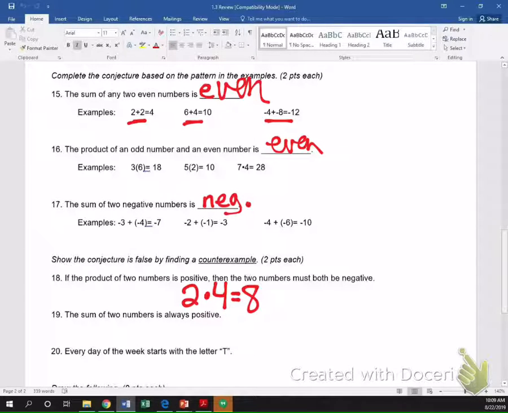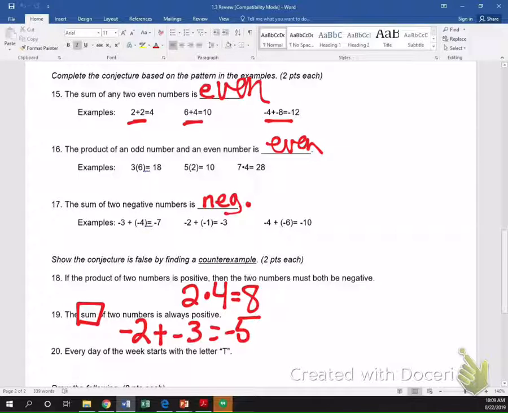What's a counterexample? Negative 2 times 4. Sum. Oh, negative 2 plus 4. Negative 2 plus 4 is a positive, but negative 2 plus... negative 2, 4, plus 3. No. Negative 2 plus 3 is also still a positive. Negative 2, negative 3. I mean, yeah, let's do negative 2 plus negative 3. That's a sum that's not positive. Good. Lots of different options for that.